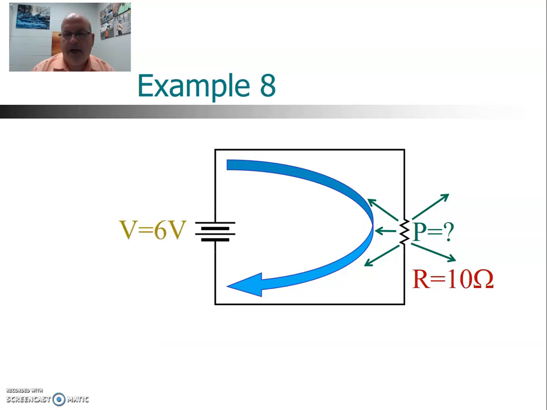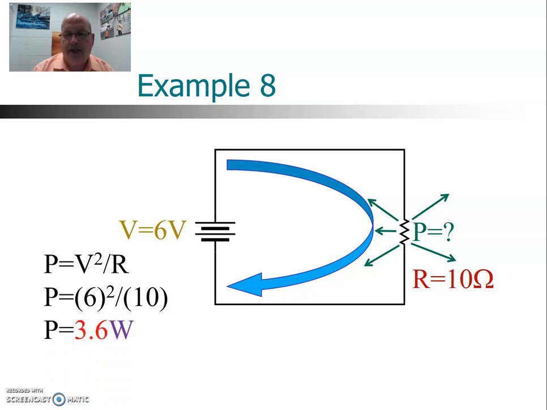Here's another one to find power. This time we're given voltage and resistance. So P is equal to V squared over R. Again, a combination of the power formula and Ohm's law. V is 6. We're going to square that and divide by the resistance of 10. So we'll get 3.6 watts.